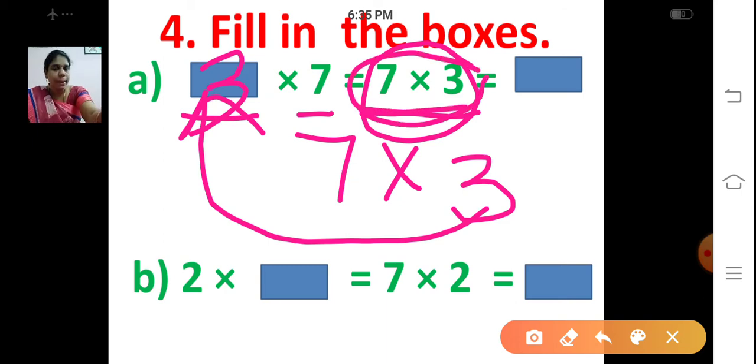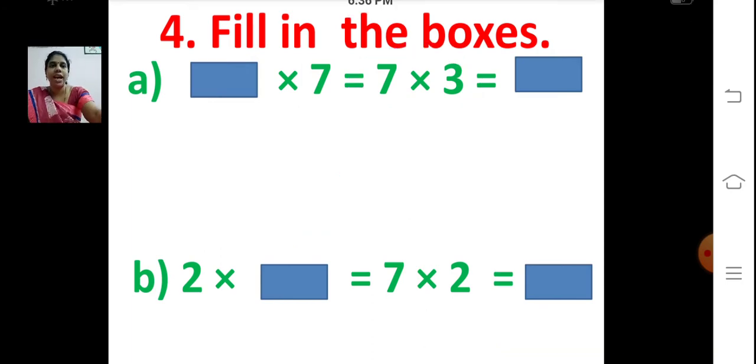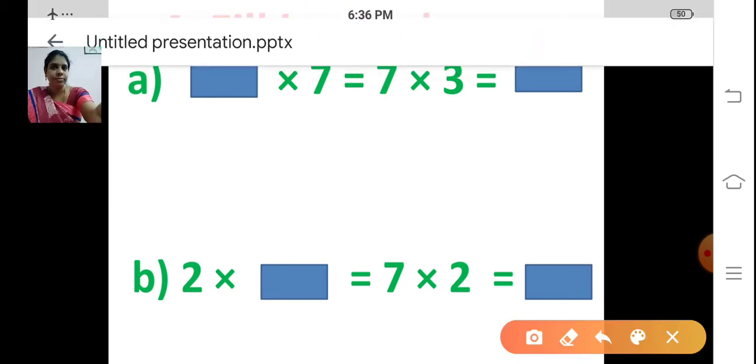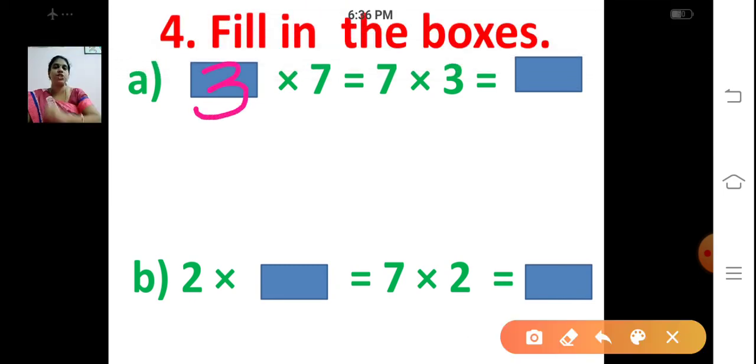Just see the next one. In this we have 7 into 3. Now change the order. So 3 into 7. If we multiply 3 into 7 also, the answer will be the same, right? So 3 7s are, or 7 3s are. Which one is easy for you? So in the box you write 3. What is 7 3s are? 21. Write down 21. 7 3s are 21. The important property is, when we change the order also, the product will be the same.